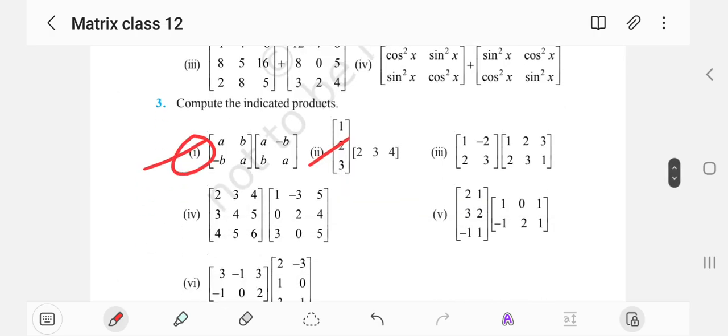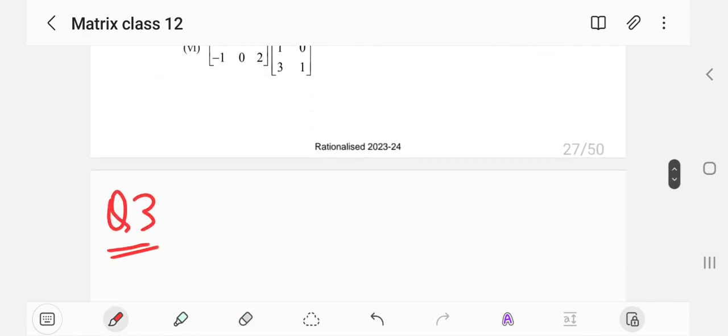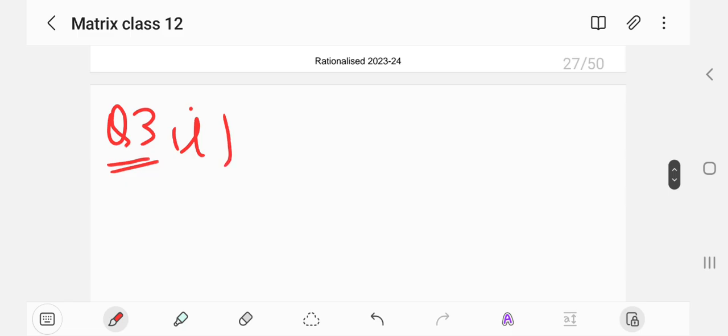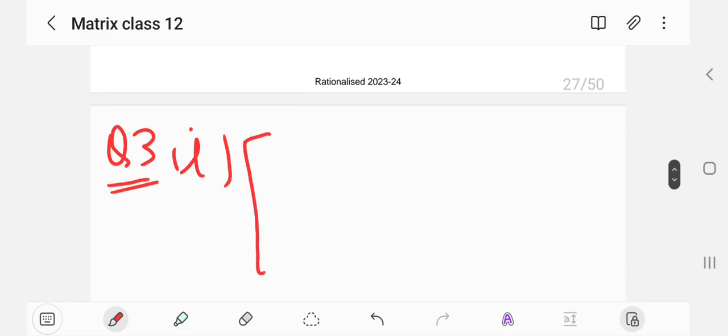So let's discuss this question 3, part A and part B. In part A, which two matrices do we have to multiply? We have to multiply these matrices.